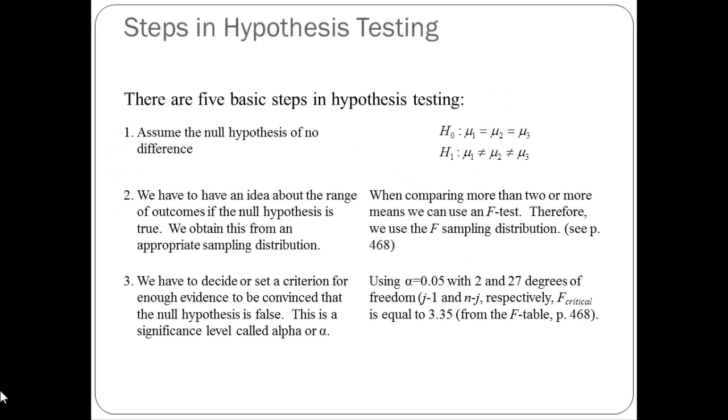When I calculate the F statistic for this particular problem, if I get a value less than 3.35, I will fail to reject the null hypothesis. If I get a value that exceeds 3.35, I will reject the null hypothesis with alpha set to 0.05, meaning if I've made a type 1 error, rejecting the null when I shouldn't have, the probability of making that particular mistake or error is 0.05.